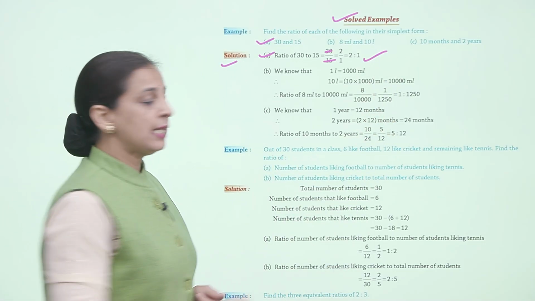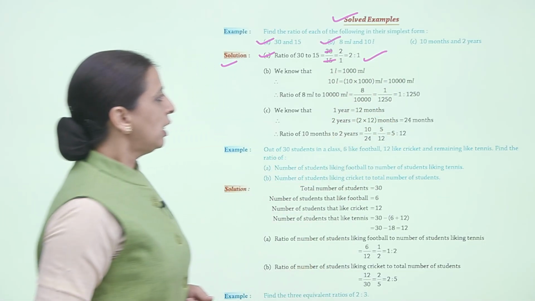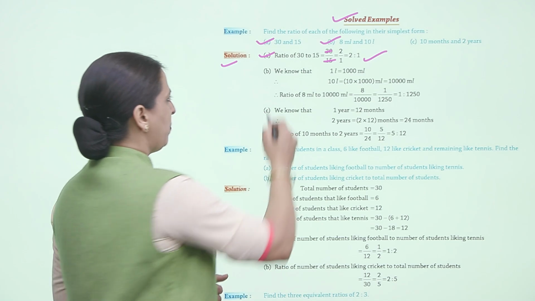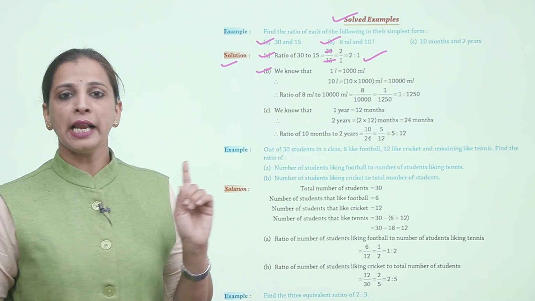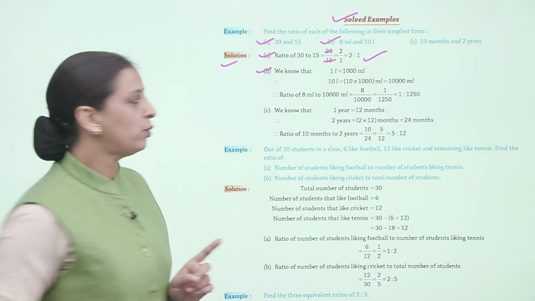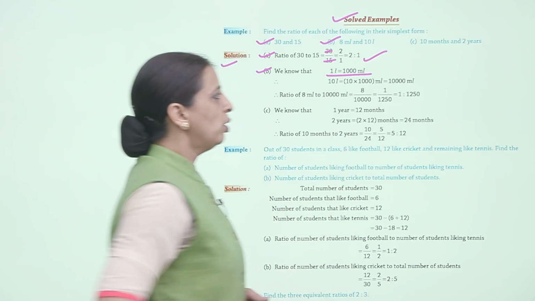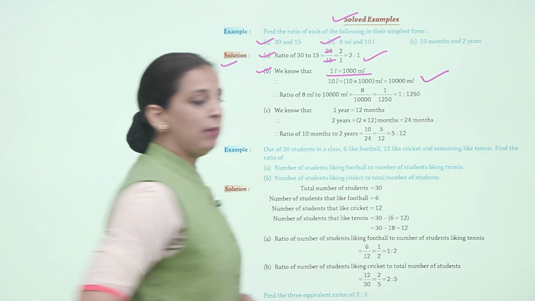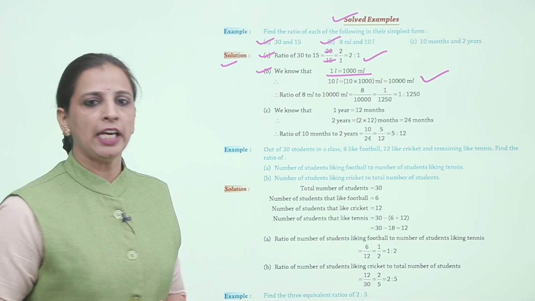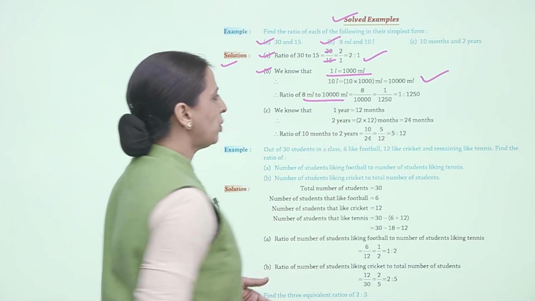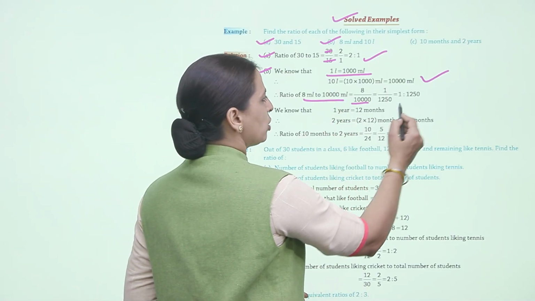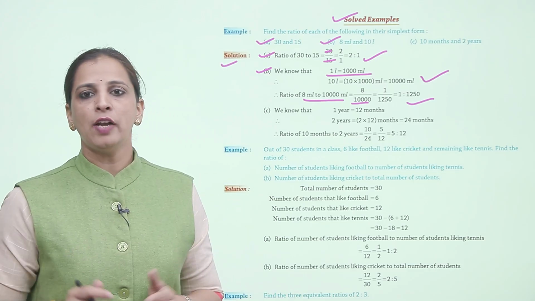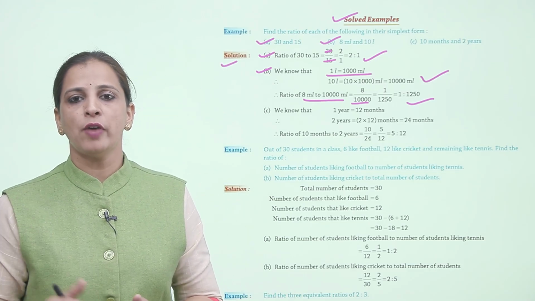Now B is 8 milliliter and 10 liters. B part. We know that एक मिलीलीटर है, एक लीटर है, तो दोनों को मिलीलीटर में कन्वर्ट करेंगे. We know that 1 liter is equal to 1000 milliliters, so 10 liters is equal to 10,000 milliliters. Now ratio of 8 milliliters to 10,000 milliliters is 8 by 10,000 is equal to 1 upon 1250 or 1:1250.